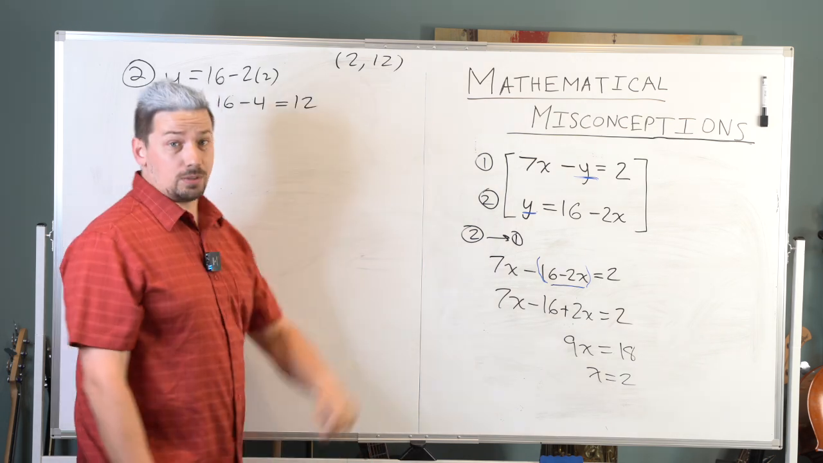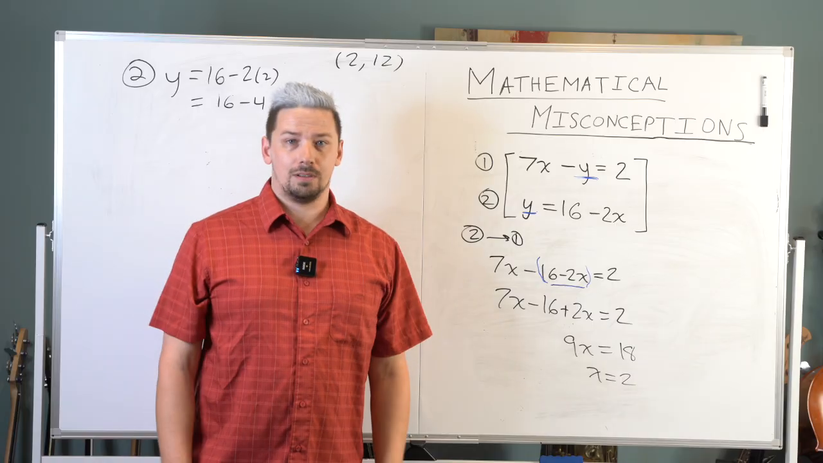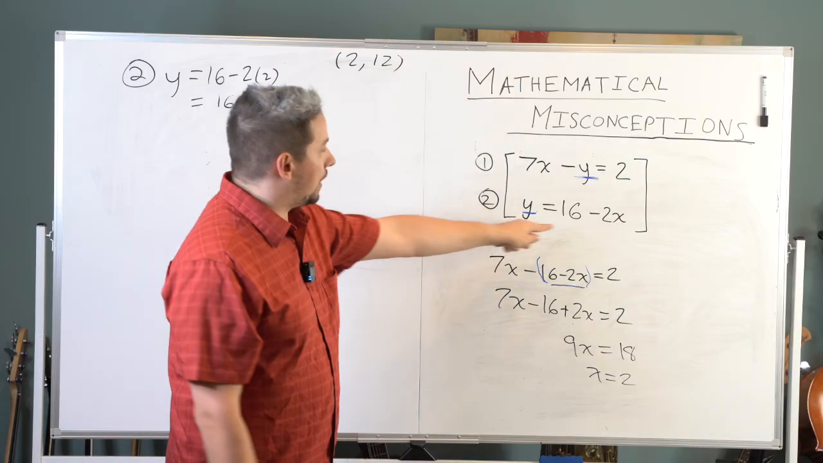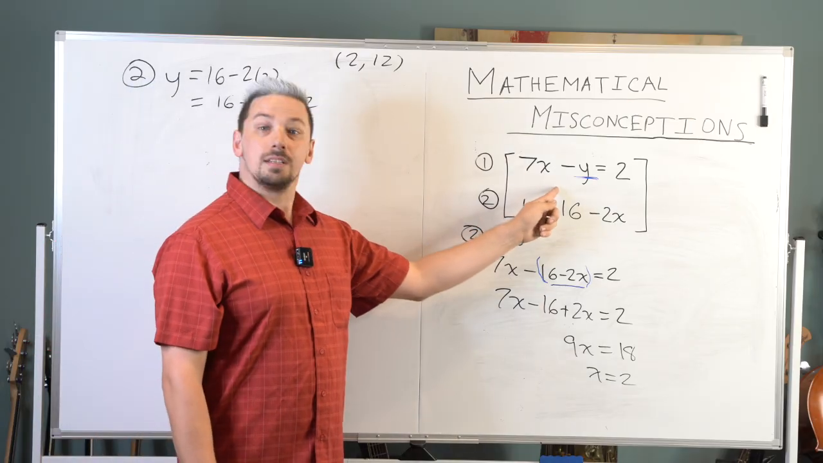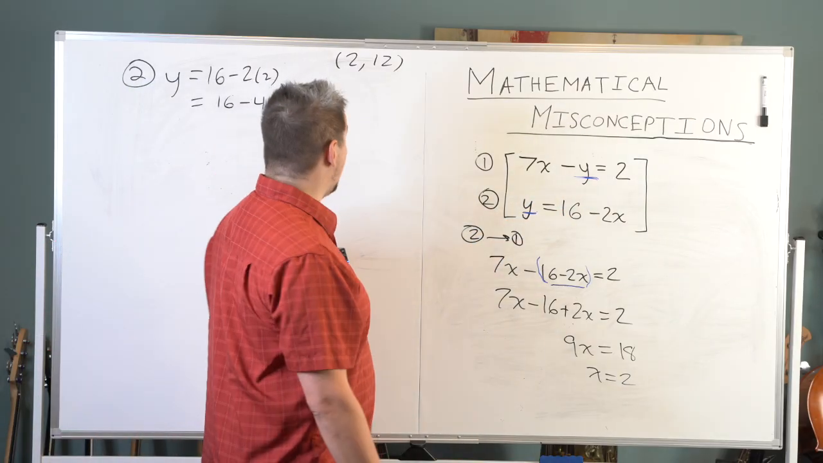All right, we have a solution 2 comma 12. Now what do we do? We have to plug it in. We don't need to plug it in here in the second equation. We know that works, right? The real test is in equation 1. So let's go ahead and do that.